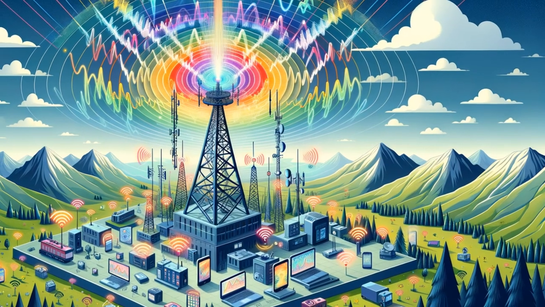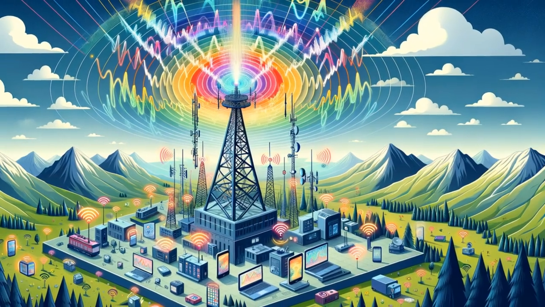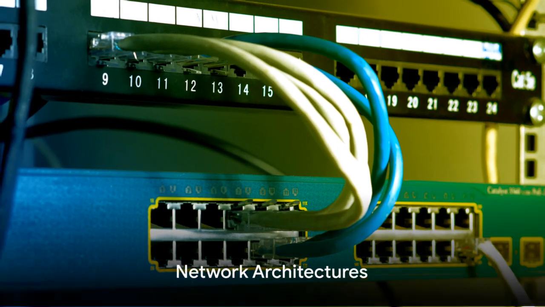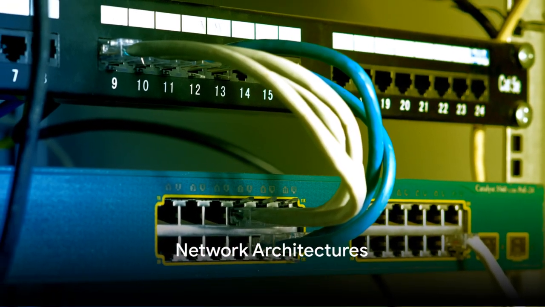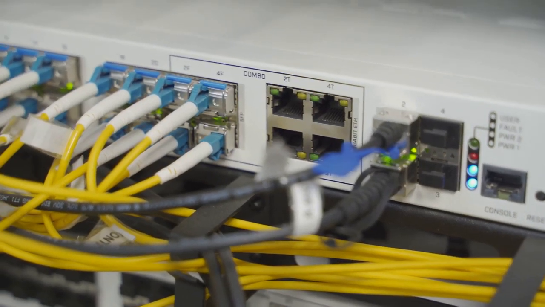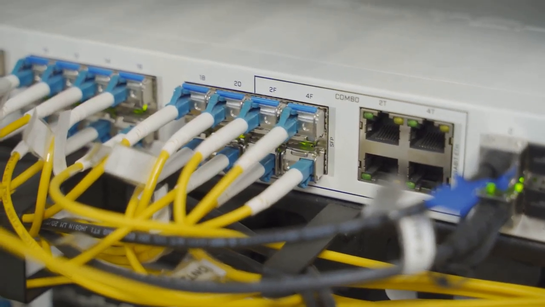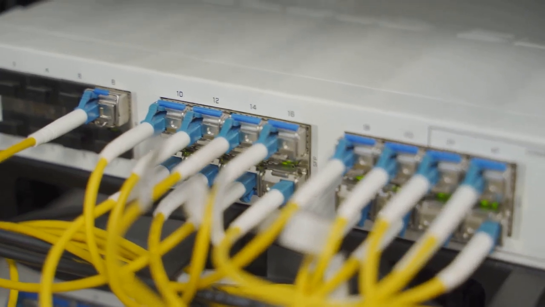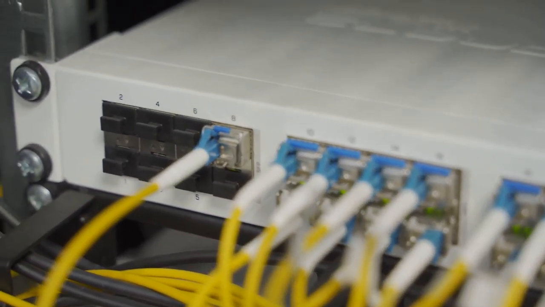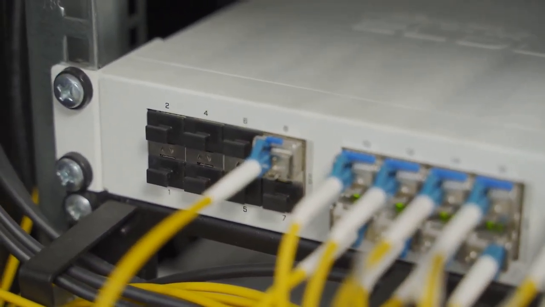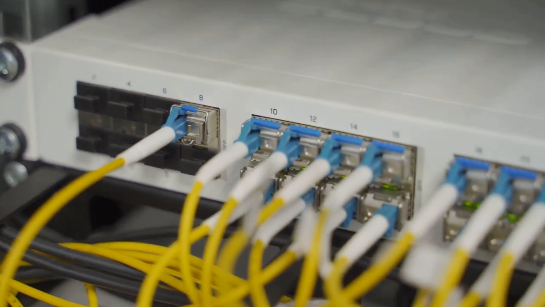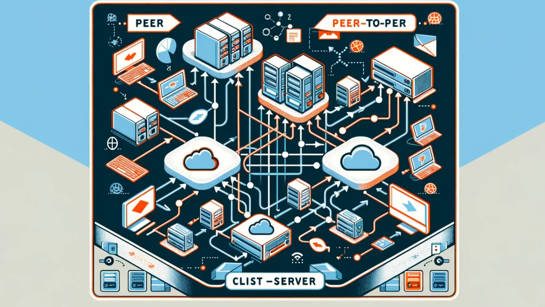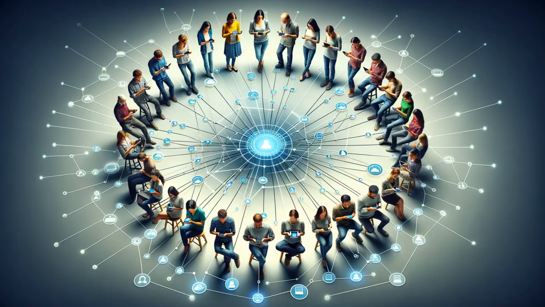This technology relies on the principles of electromagnetic waves, frequency bands, and antennas. But how is all this information organized? This is where network architectures come into play. A network architecture is the design of a communication network. It is a framework for the specifications of a network's physical components and their functional organization and configuration. There are two main types of network architectures, peer-to-peer and client-server.